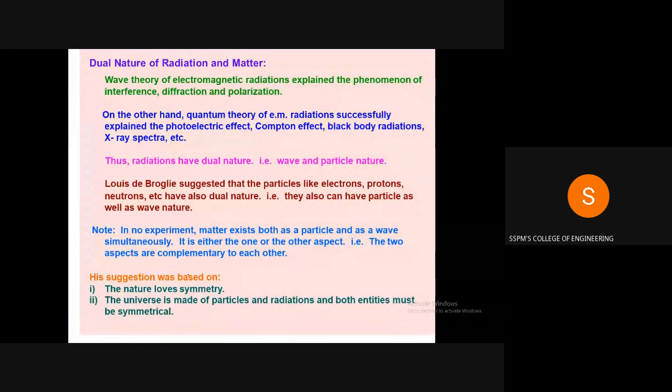In order to explain all these phenomena, we have to take the support of the wave nature associated with light or radiations. But in certain experiments, in order to explain the photoelectric effect or quantum effect, we need to take the support of the particle nature associated with light or radiations. Radiation is simply a form of energy, varying in its frequencies and energies.